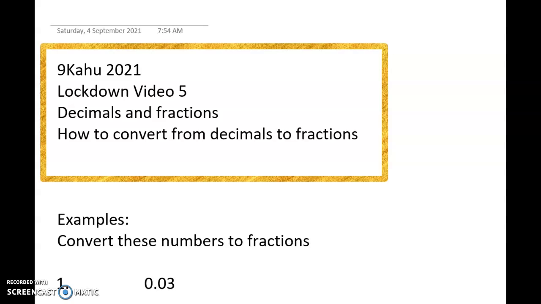I'm going to start off with how to convert from decimals to fractions, because it follows on from what we did last week, which was really all about place value. So let's take a look yet again at how my place value works.